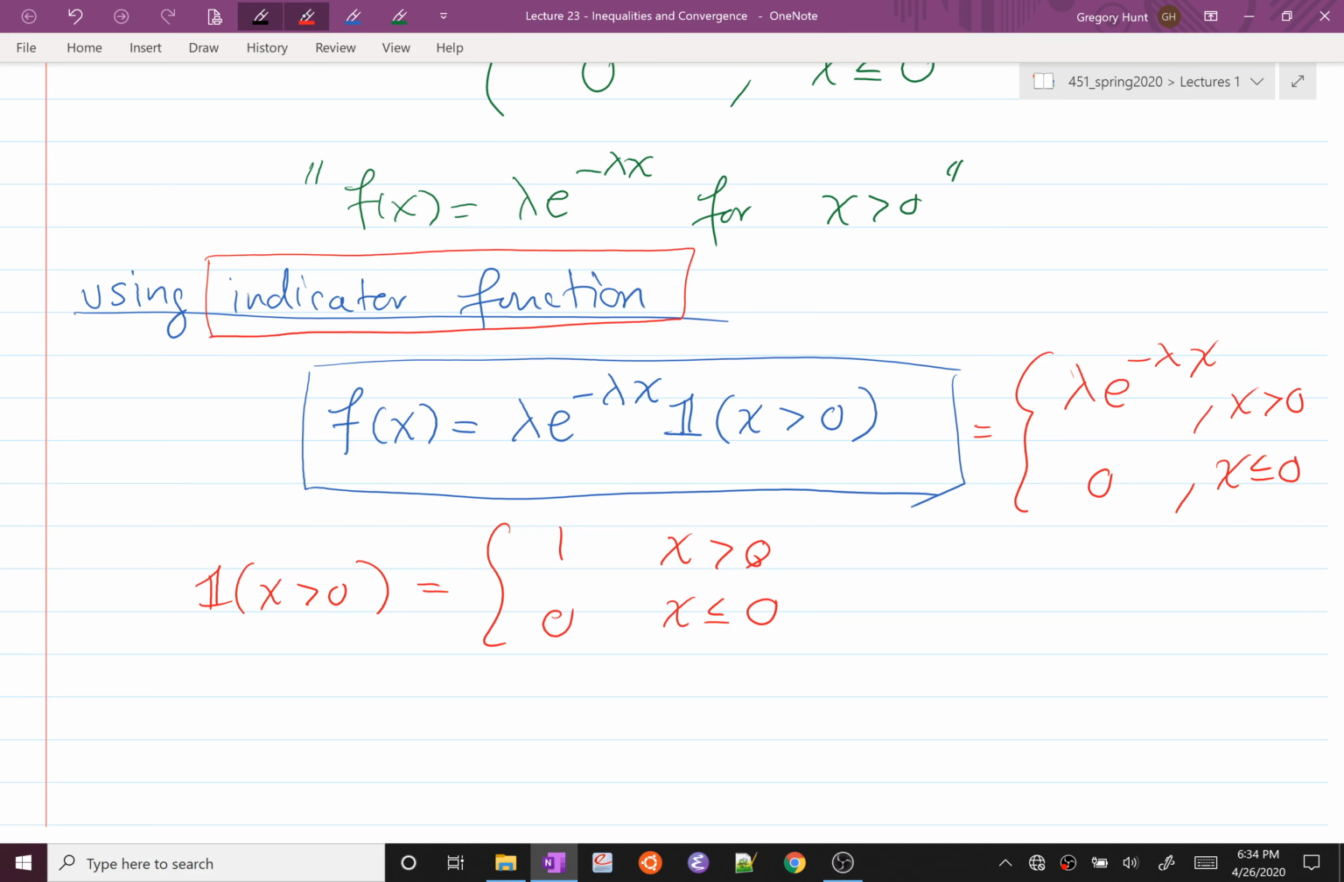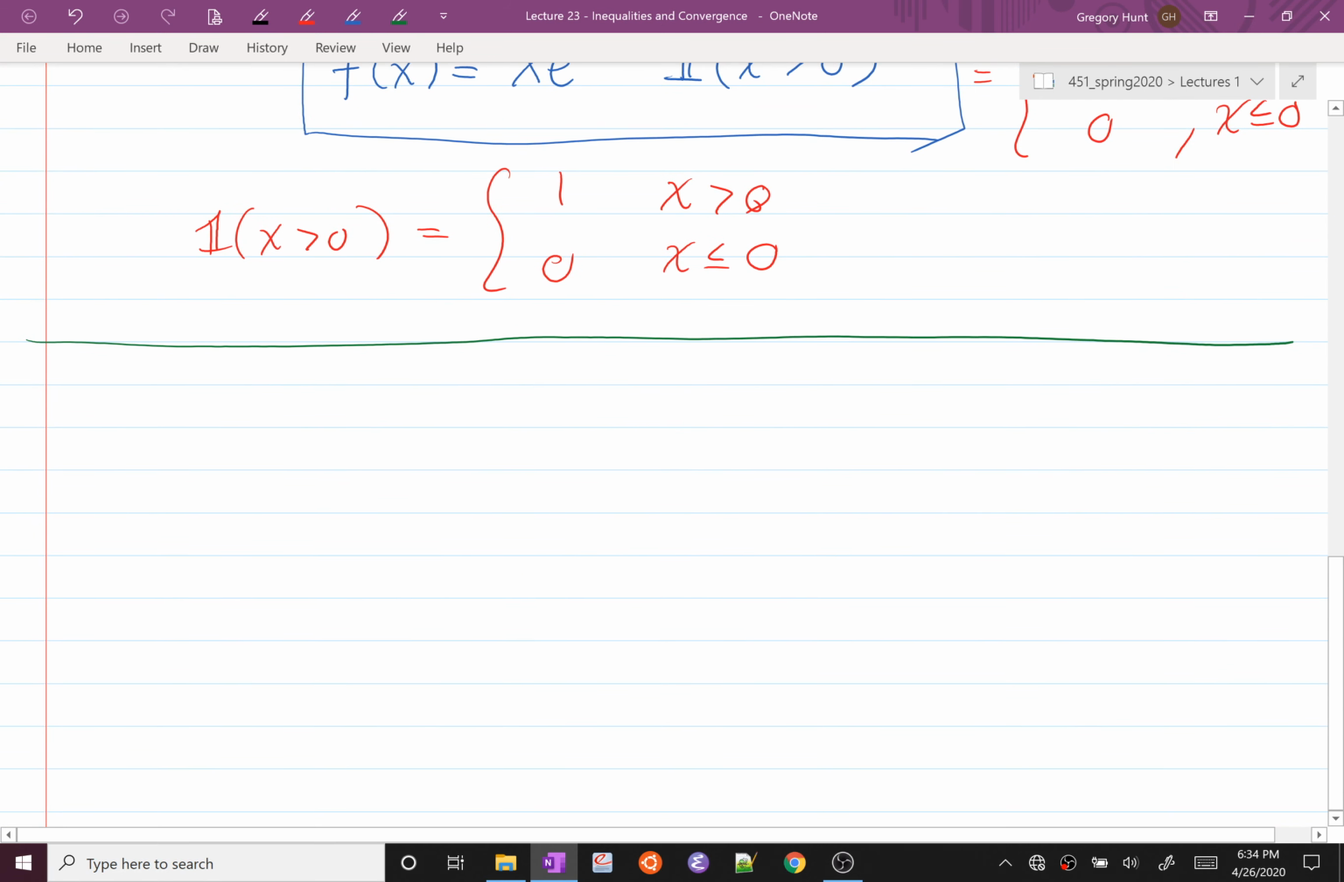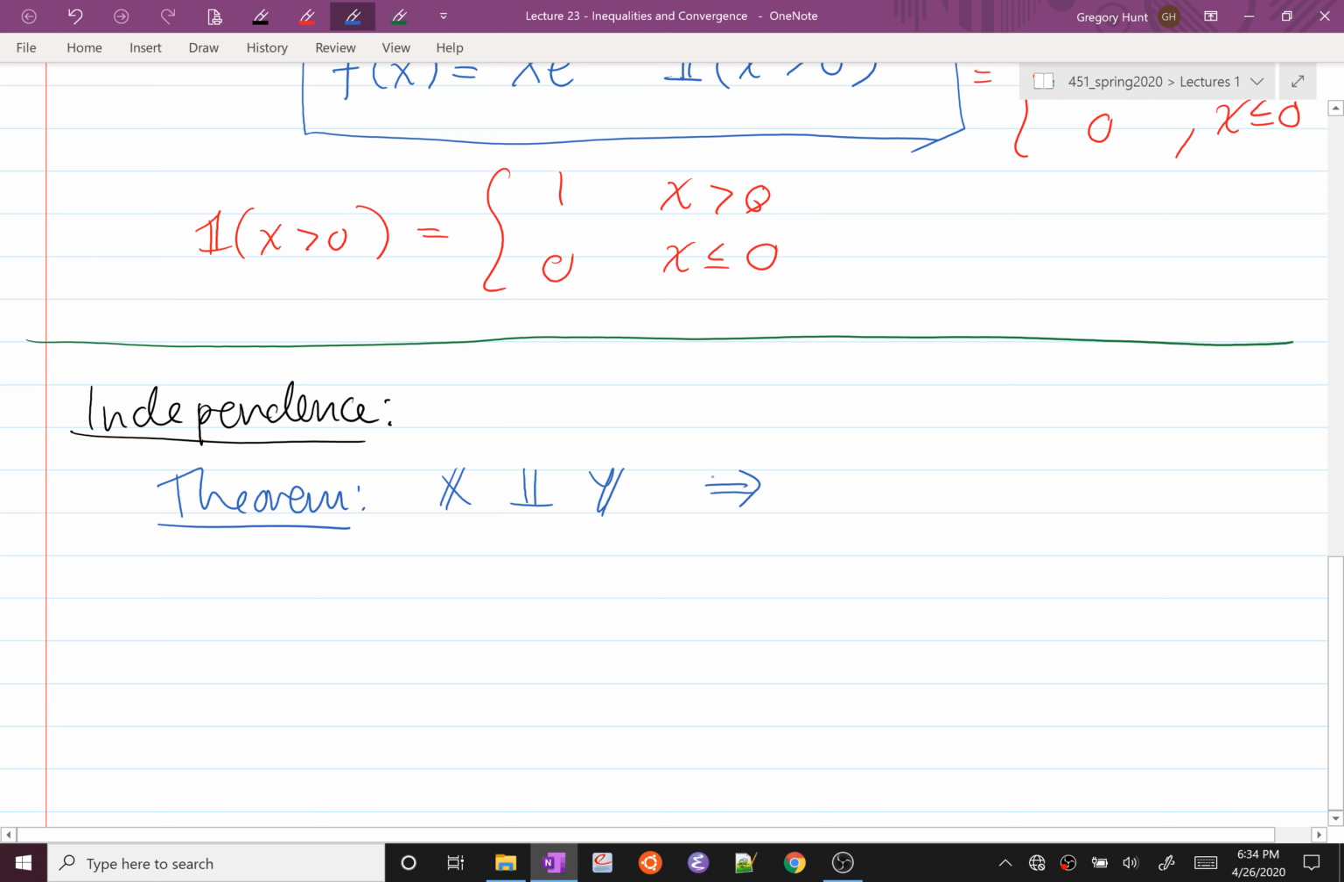And if you take a course like 452, these are used all over the place. So why do we care about this? We've gotten this far in the course avoiding these. But the reason they're useful is when we're talking about independence. We have this theorem, and the theorem says that x is independent of y if and only if the joint f of x y can be written as f of x times f of y.